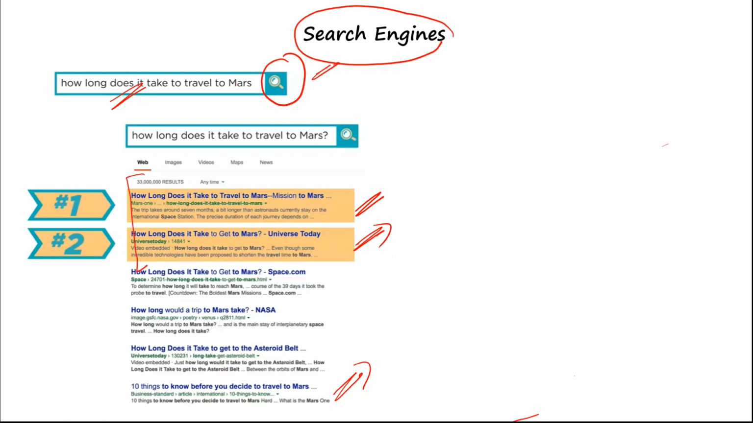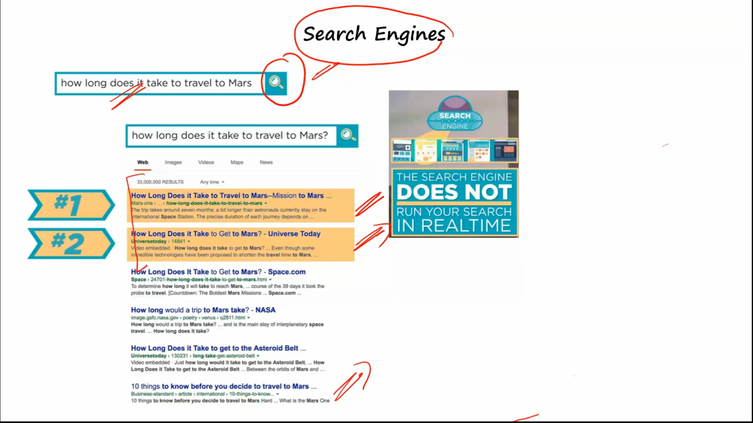The first thing that you need to know is that when you do a search, the search engine isn't actually going out into the World Wide Web to run your search in real time. So this is very important. The search engine does not find these pages in real time. It does not go into the web and search every page out there.